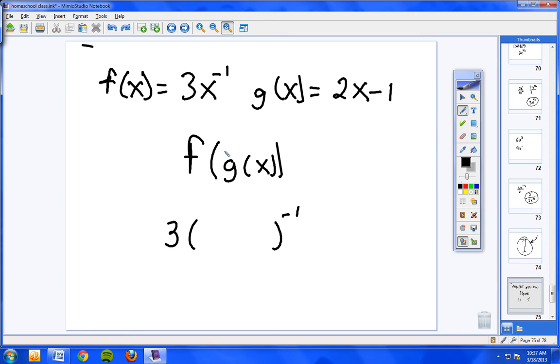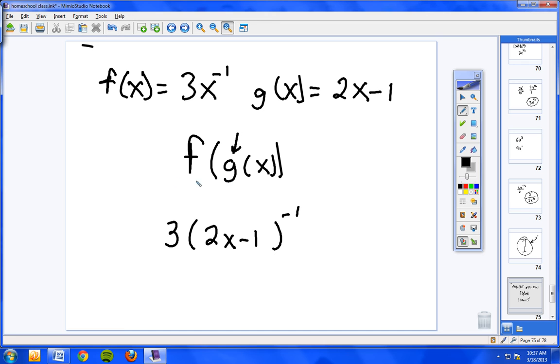Now, go to the inside. What's on the inside? G. That means everywhere there's a parentheses, you're going to put G in. So for this parentheses, I put 2x minus 1. So basically what you did is you took G and you substituted it in for F. That's what you did.